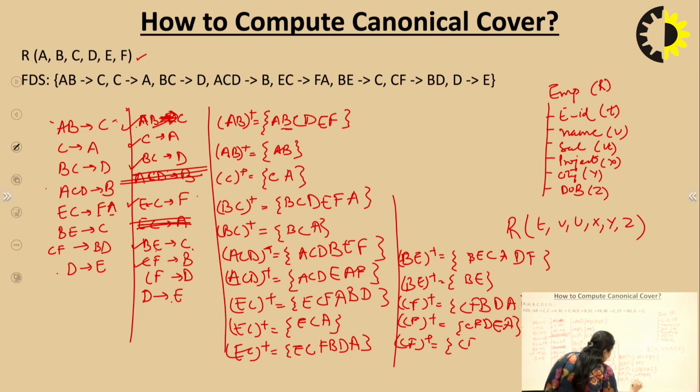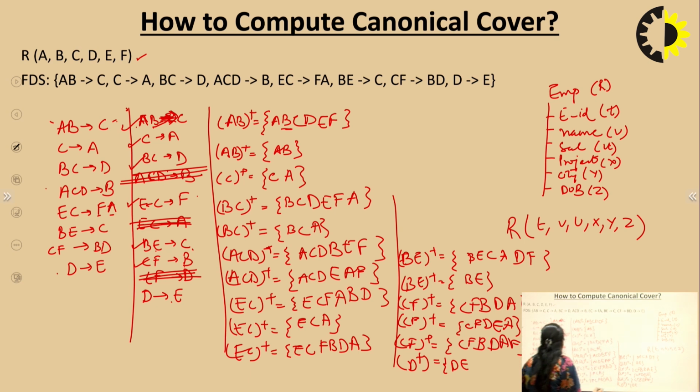Now CF again by hiding D. We got CF. From CF we got D. And from BC we got D. From D, C we got A. Now from EC we got F. So we are able to find it out. So this one is also not essential. And last from D we can compute D, E only. So this is also essential.